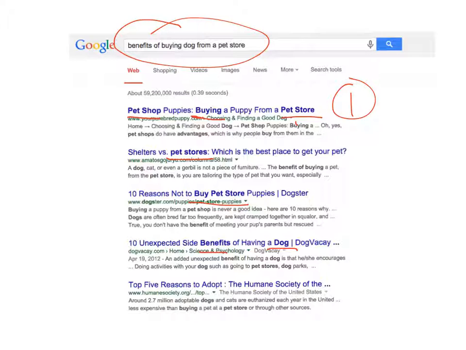So it says, ooh, this is a good match. This only has 1 term. This has buy and pet store in it. This has benefits and dog in it. So see, this article doesn't even help me at all. The 10 unexpected side benefits of having a dog, just because they had the 2 words benefit and dog.